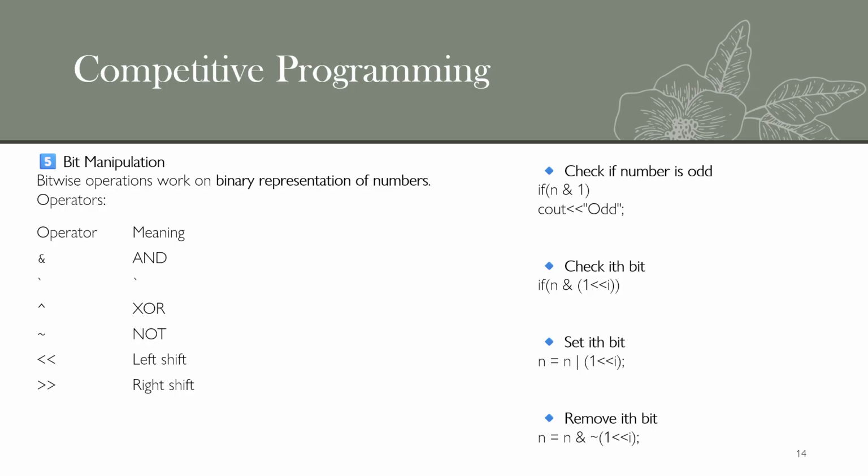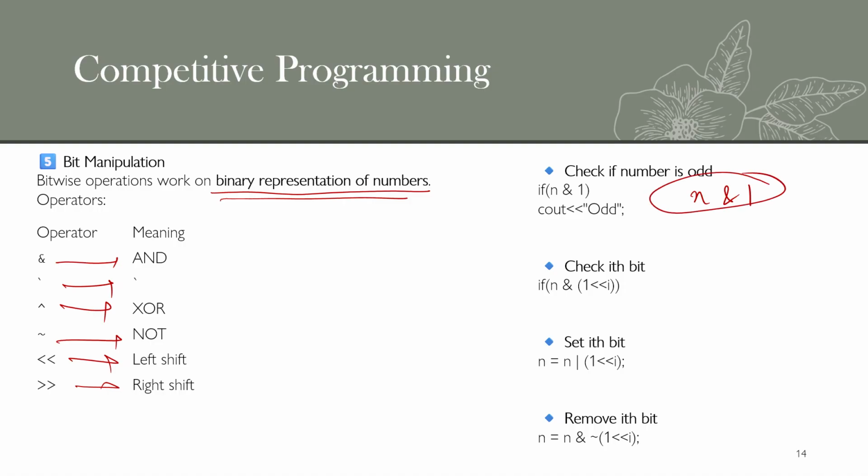Now, an interesting topic, bit manipulation. Bitwise operations work on the binary representation of numbers. This symbol represents AND. This represents XOR. This represents NOT. Left shift and right shift. To check if a number is odd, n and 1. Now, if it is not odd, you'll just perform NOT. To check even, check the ith bit, set the ith bit, remove the ith bit.